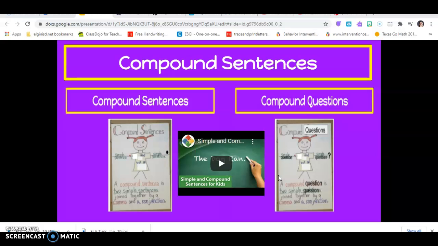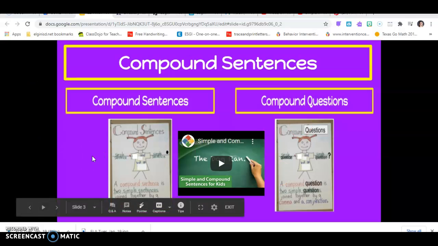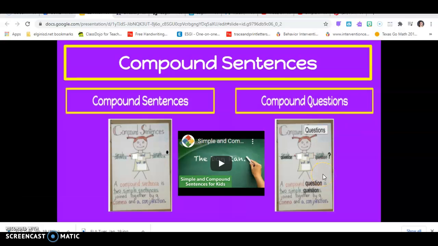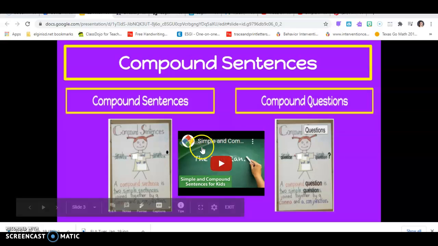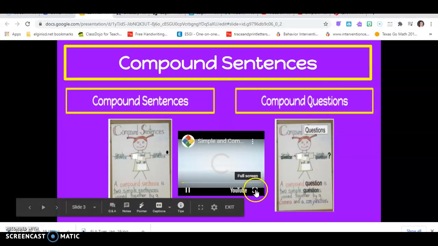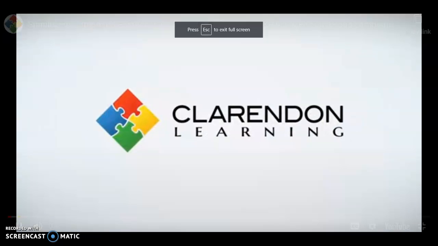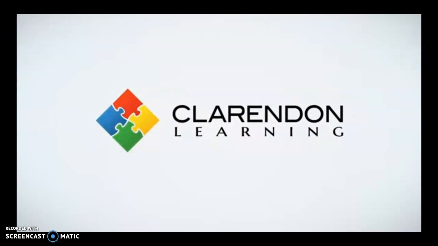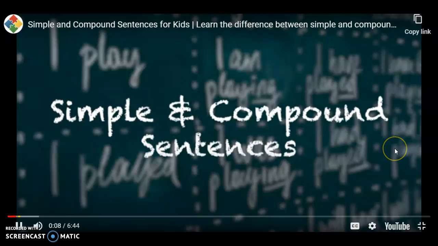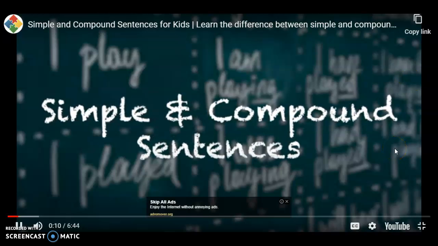Compound sentences can be statements, which are telling you something, or they can be questions, which are asking you something. So let's review really quickly what a simple and compound sentence looks like. Simple and compound sentences for kids.